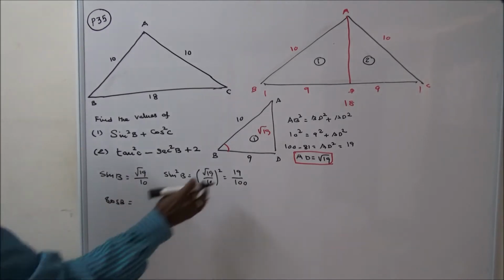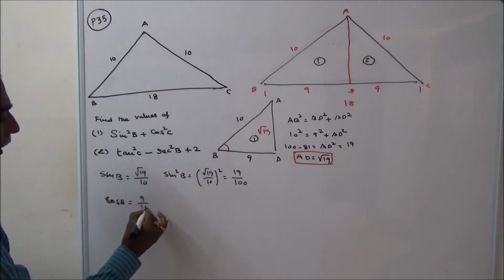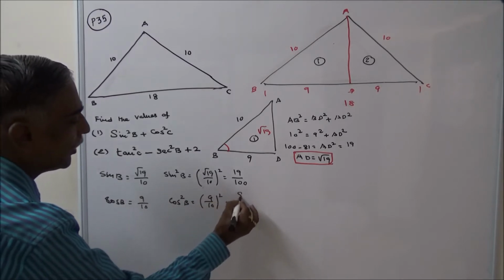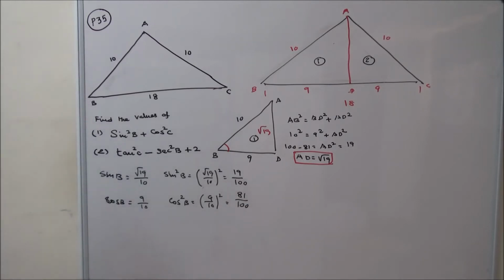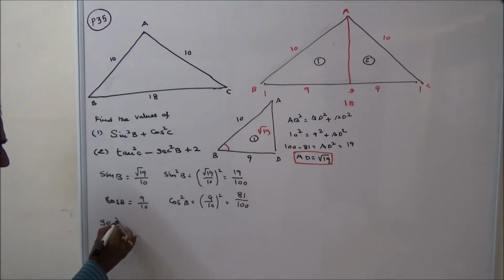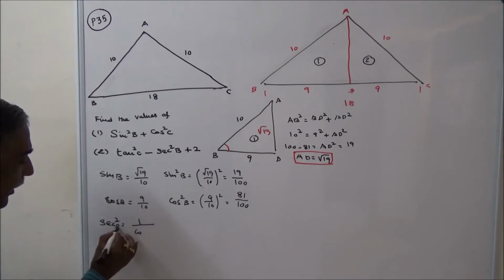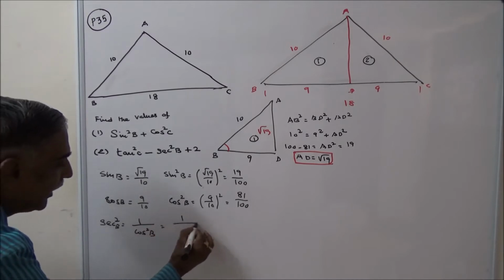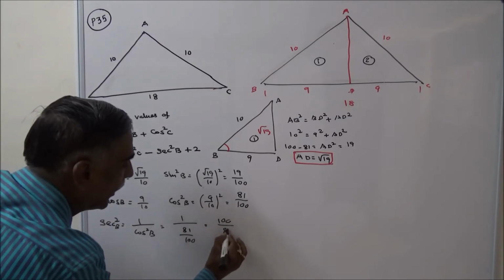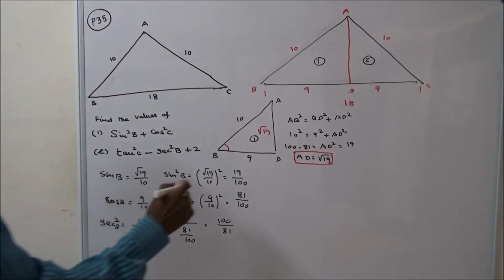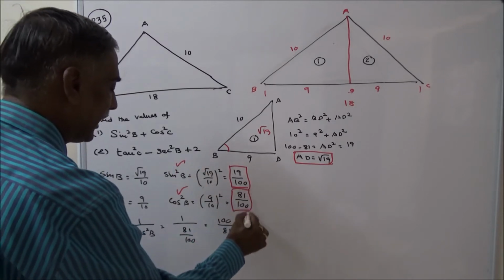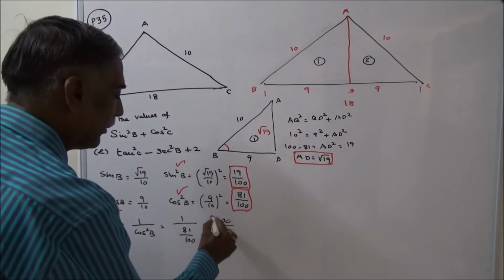Cos B is equal to base divided by hypotenuse, 9 by 10. So cos square B is equal to 9 by 10 the whole square, that is equal to 81 by 100. I can also calculate secant square B. So secant square B is equal to 1 by cos square B. So 1 by 81 by 100 is equal to 100 by 81. So three values: sin square B is equal to 19 by 100. Cos square B is equal to 81 by 100. Secant square B is equal to 100 by 81.